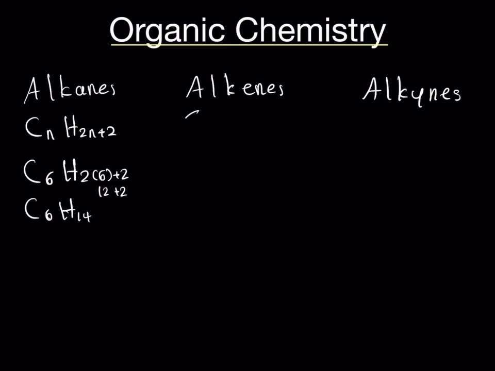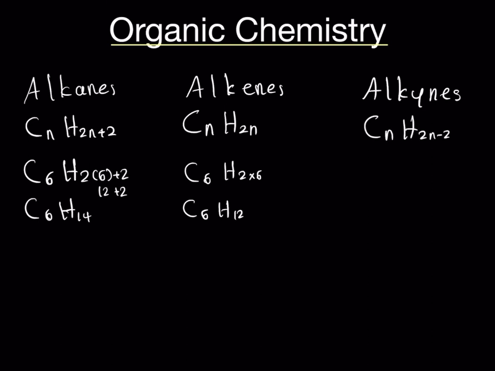For alkenes, it's going to be double the number of hydrogens per carbon. So if you have 6 of them, it'd be 2 times 6, which is 12. For alkynes, it's going to be 2n minus 2. So if you take the number of carbons that you have, you multiply it by 2 and subtract 2.